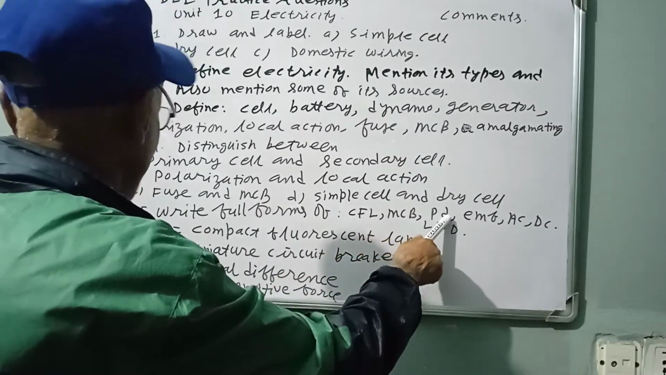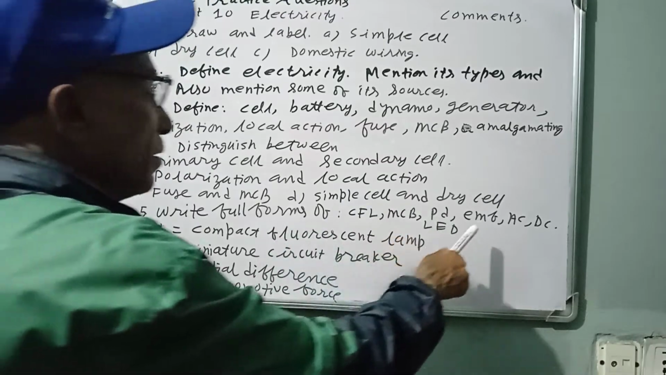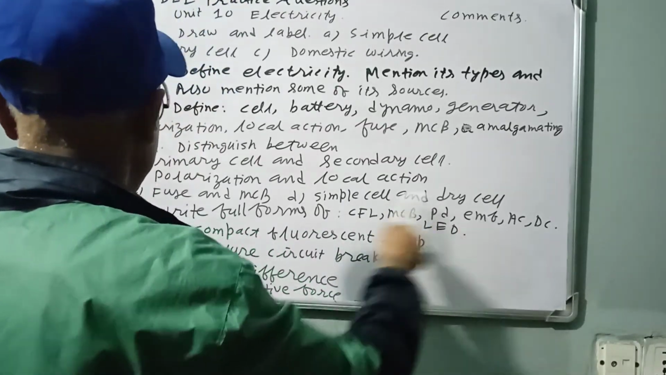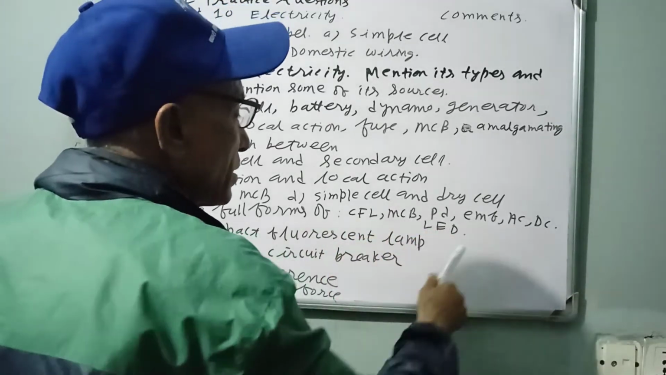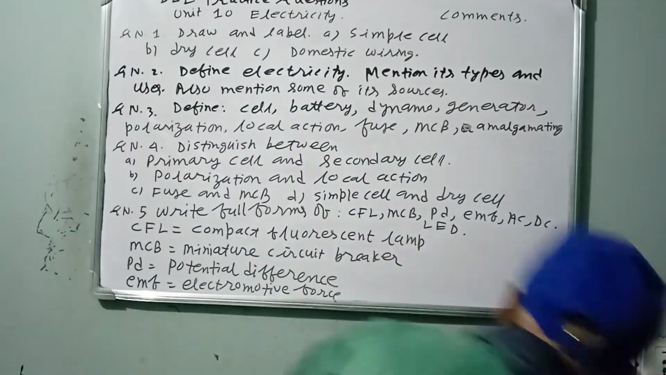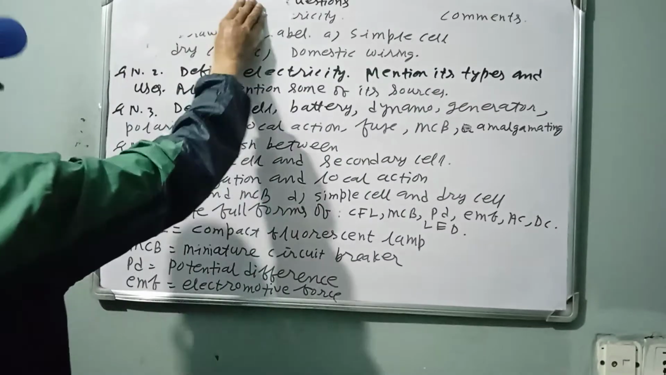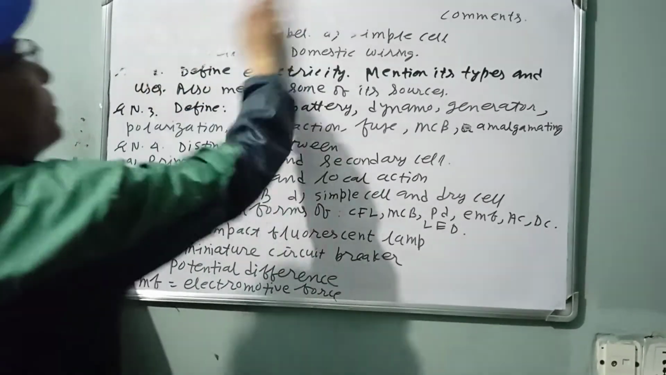Now what is left? CFL, MCB, potential difference, electromotive force. How many pages? 1 2 3 4. AC, DC and LED remain. Question number 5, full forms.